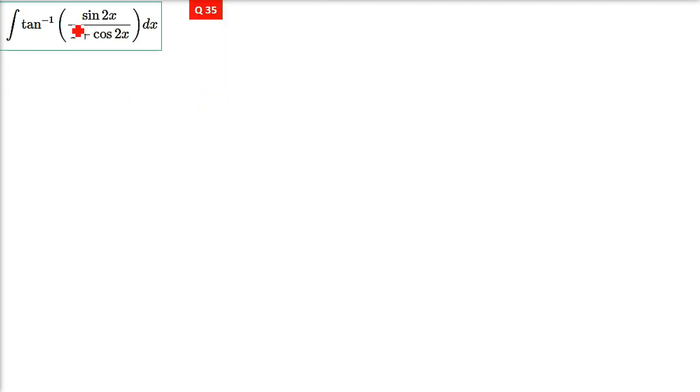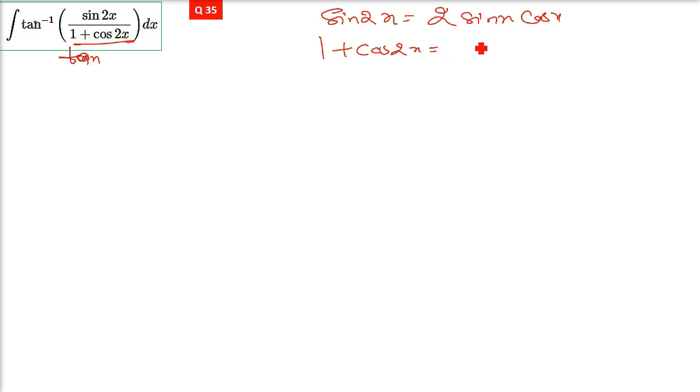Okay, now we have the integration of tan inverse of sin 2x by 1 plus cos 2x. So the key of this type of question is that you ought to get something tan inside. When you have tan inside, this tan inverse can be cancelled with tan, and this standard result will be used. Sin 2x is simply 2 sin x cos x, or sin 2 theta is 2 sin theta cos theta. 1 plus cos 2x is a standard result which is 2 cos square x. So now these two will give you tan.